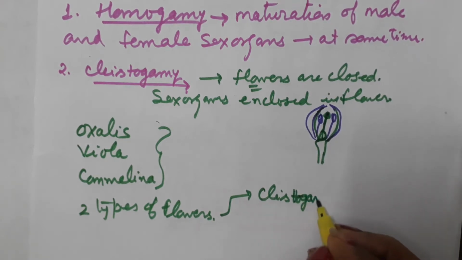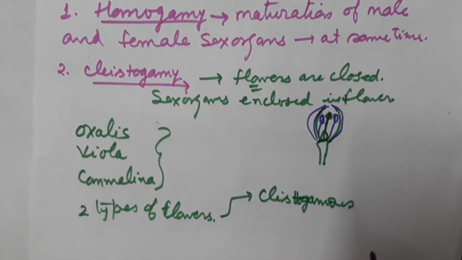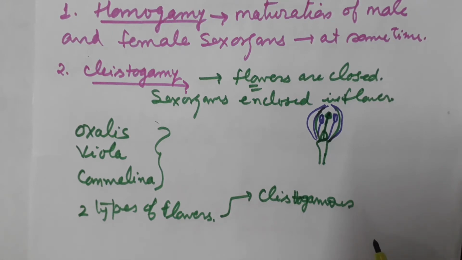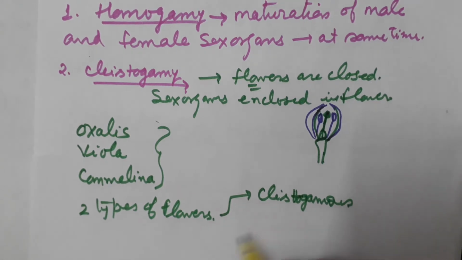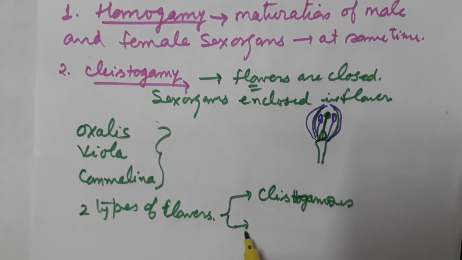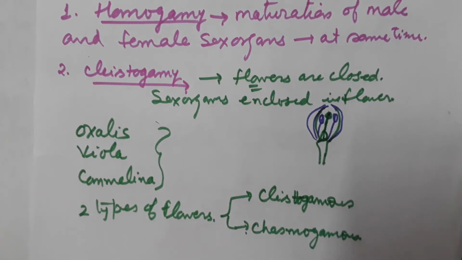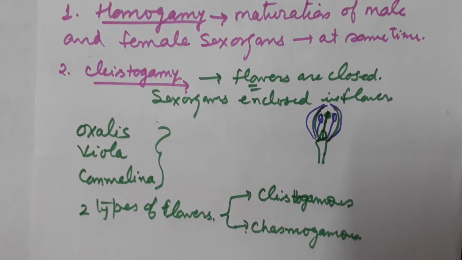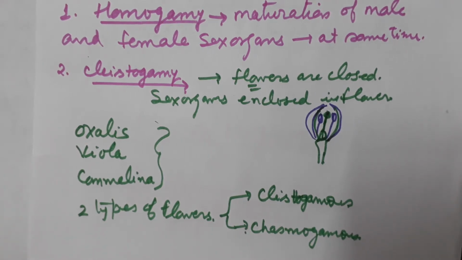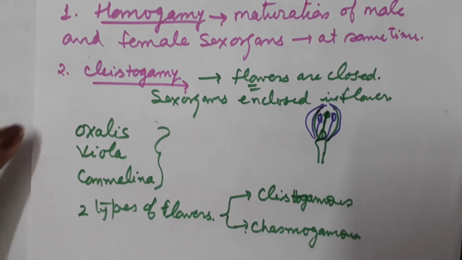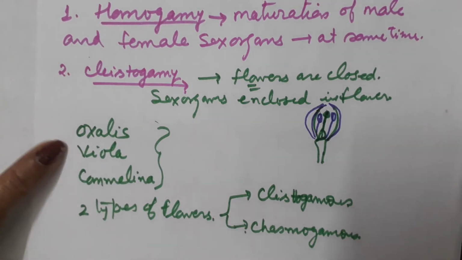Cleistogamous type of flower, that is, the flowers are closed type, which favors self-pollination. And the second type of flower we observe in these plants is the chasmogamous type, in which flowers remain open and their anther and stigma are exposed, which favors cross-pollination. So two types of flowers we can observe in all these three plants, Oxalis, Viola and Commelina.